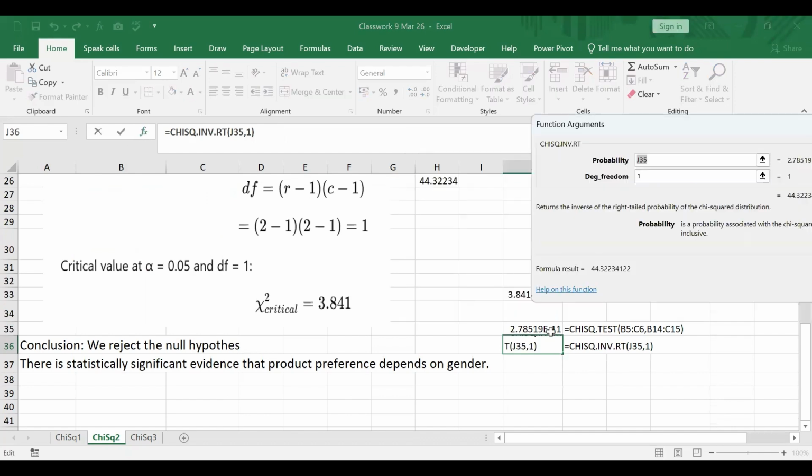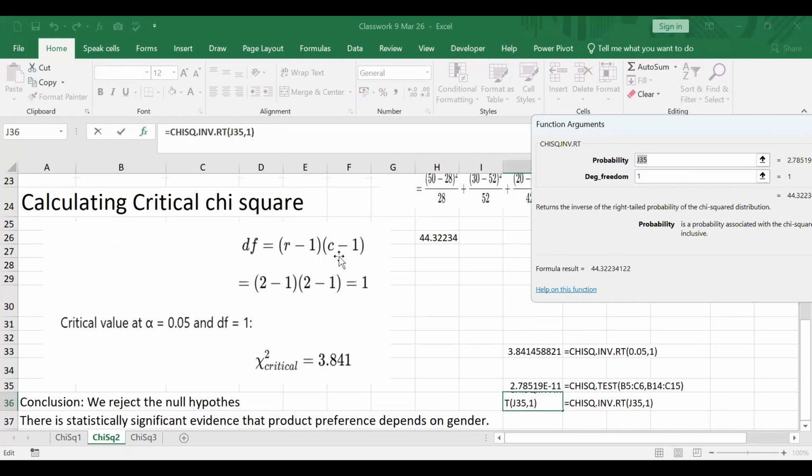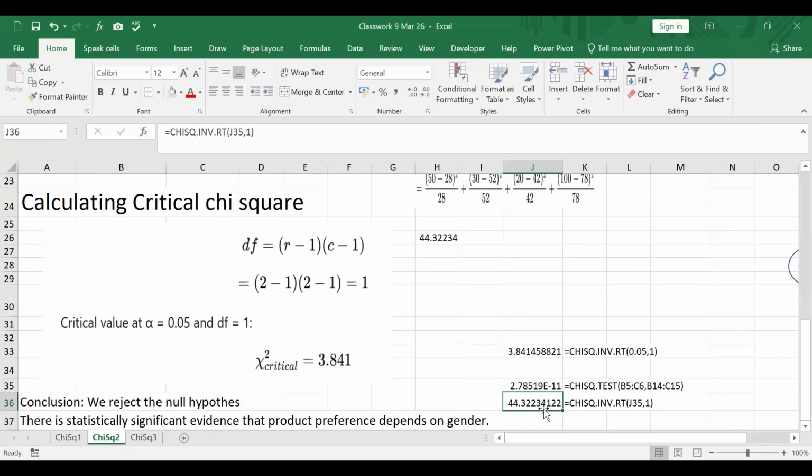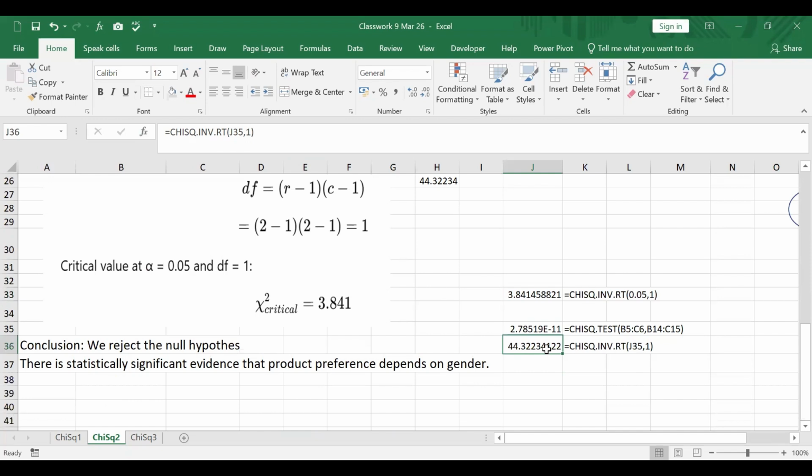the probability is what you calculated using the p-value, and degrees of freedom in this case is rows minus 1 into columns minus 1. There are 2 rows, 2 columns. So 2 minus 1 is 1, 2 minus 1 is 1, so 1 into 1 is 1. Degrees of freedom is 1. When you put that degree of freedom, you get the same value, 44.322. Critical value you can get from either the table or by using this one. You see that the calculated is more than the critical, and therefore we reject.